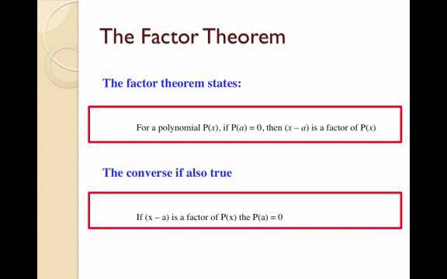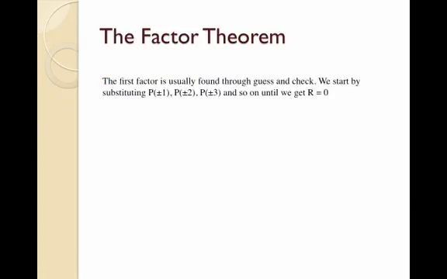The converse is also true. If we were to find that x minus a is a factor of p of x, then p of a would have to equal 0, which means no remainder. The first factor is usually found by guess and check. Usually we substitute in p of 1 or p of minus 1, p of 2, p of minus 2 until we get a remainder of 0. So if we did p of 1 and got an answer of 0, then x minus 1 would be a factor. Also, if p of minus 1 equaled 0, then x plus 1 would also be a factor.